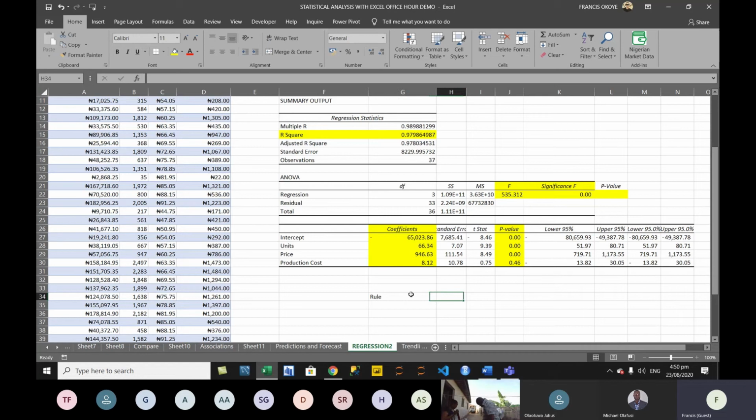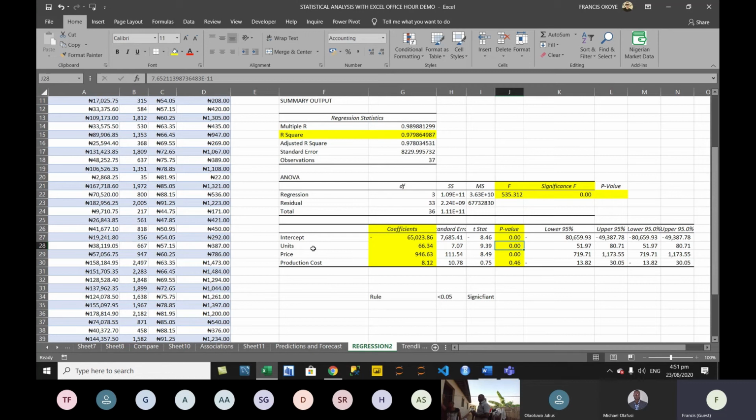Okay, 0.05. So we are asking, if it is less than 0.05, what does it mean? If it's less than 0.05, what does it mean? It means it is significant. When you say it's significant, it means it's important. Okay, it is important. But if it's not significant, so for example, what is this saying? Now, this is less than 0.05, it means it's significant. It means the demand or unit demanded has an important impact or has a major impact on my revenue.